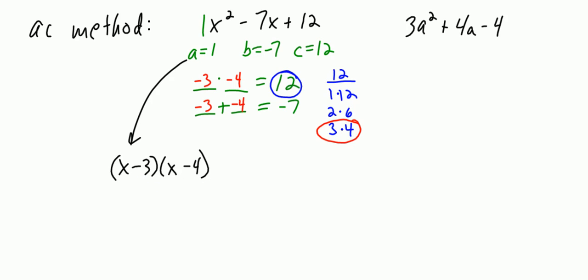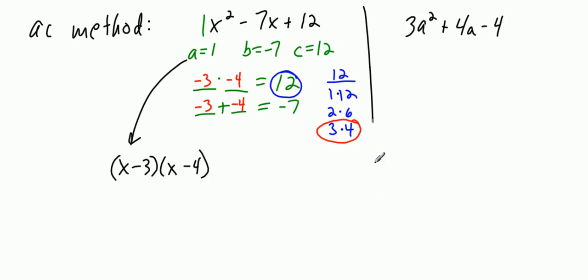You can also check that right here you have a minus 3x and here you have a minus 4x, and that combined gives you the minus 7x that you needed up here. Okay, so that's always a good idea to do a quick check there.